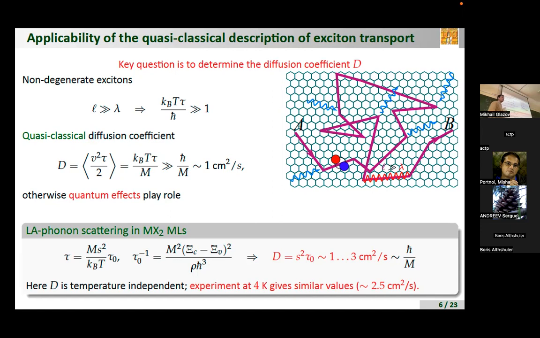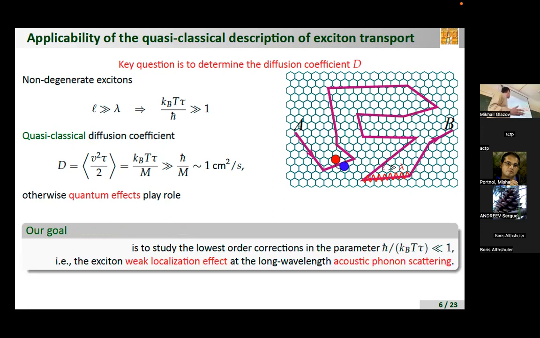So the numbers are reasonable, but strictly speaking, from the viewpoint of the theory, we are in a borderline case. So what we can try to do, as people usually do in electronic systems, is evaluate the lowest order quantum corrections to this classical quantity. So it should be exciton weak localization with the following specifics. The specific is that the scattering occurs not by static impurities, like it typically happens in electronic systems, but by long wavelength acoustic phonons. And I will try to argue that indeed it is an experimentally relevant situation, so just wait a little bit.